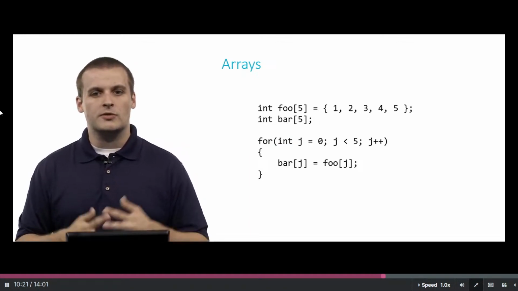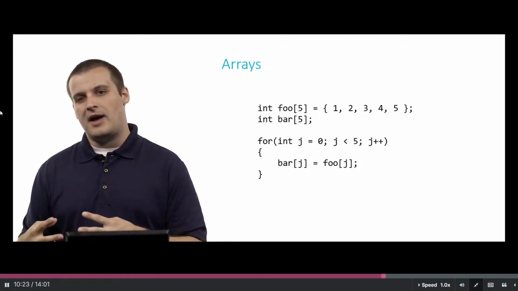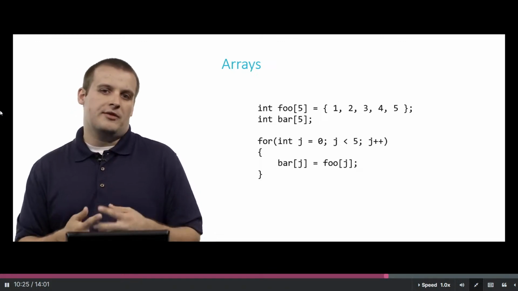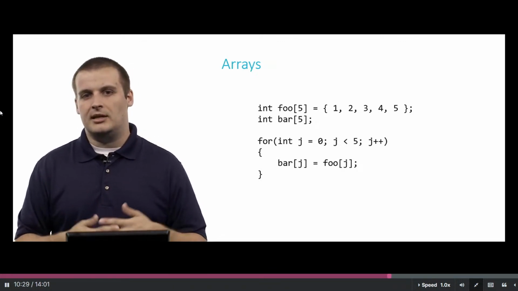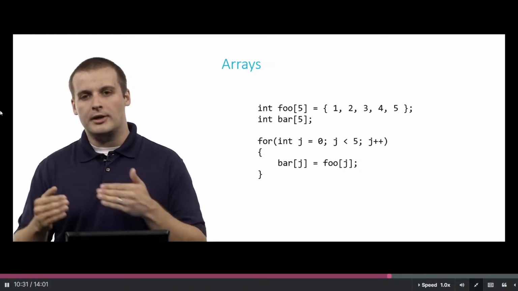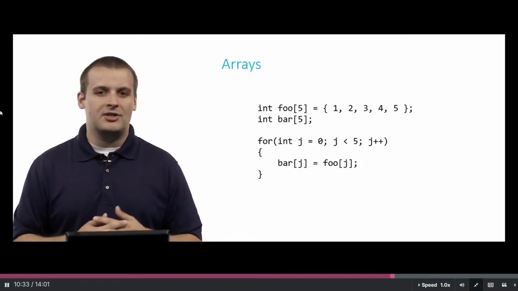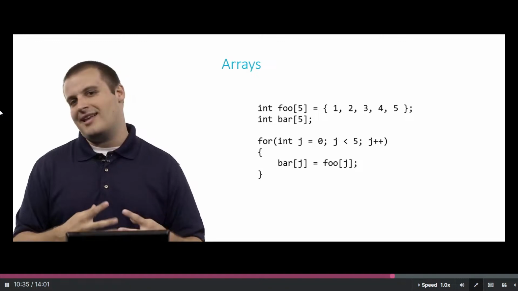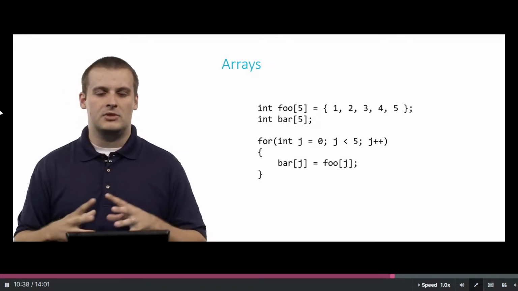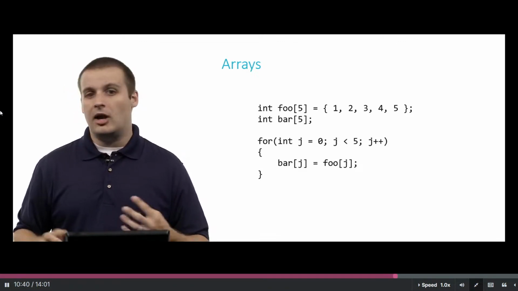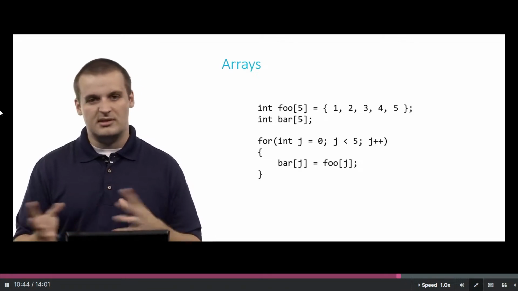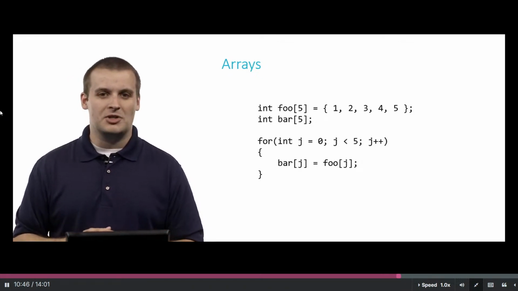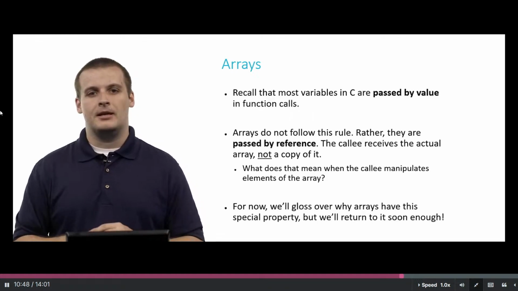We have a for loop that goes from j equal to 0 up to 5, and we increment j on every iteration of the loop and assign elements like that. This would result in bar also being 1, 2, 3, 4, 5, but we have to do it this very slow element by element way instead of by just copying the entire array. In other programming languages, more modern ones, you can in fact do just that simple equals syntax, but in C, unfortunately, we're not allowed to do that.